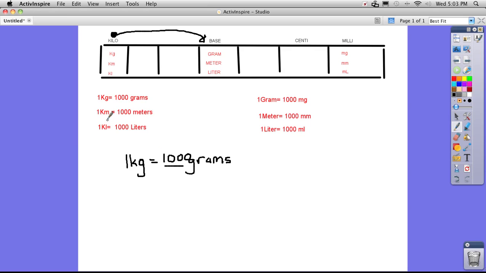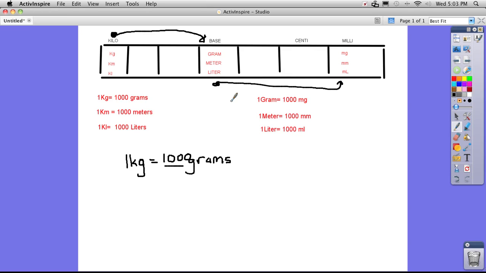So the same thing with kilometers. 1 kilometer is equal to 1,000 meters. 1 kiloliter, 1,000 liters. And again, if we wanted to know how many milligrams were in a gram, well, we start here, and we're going all the way to here.